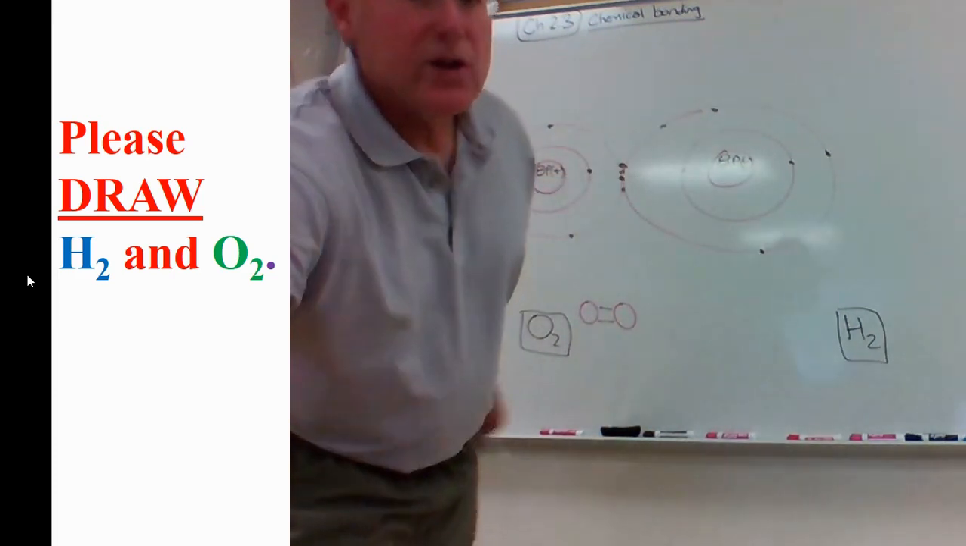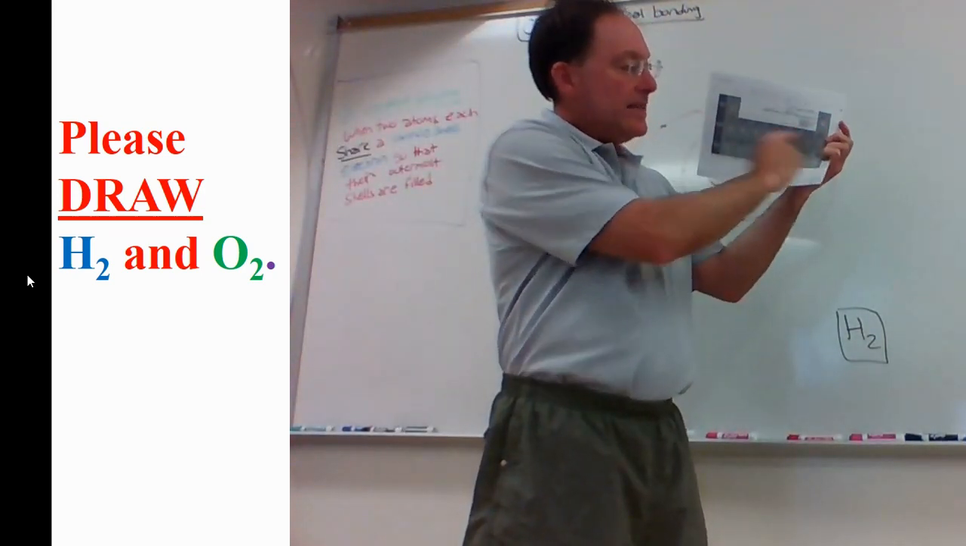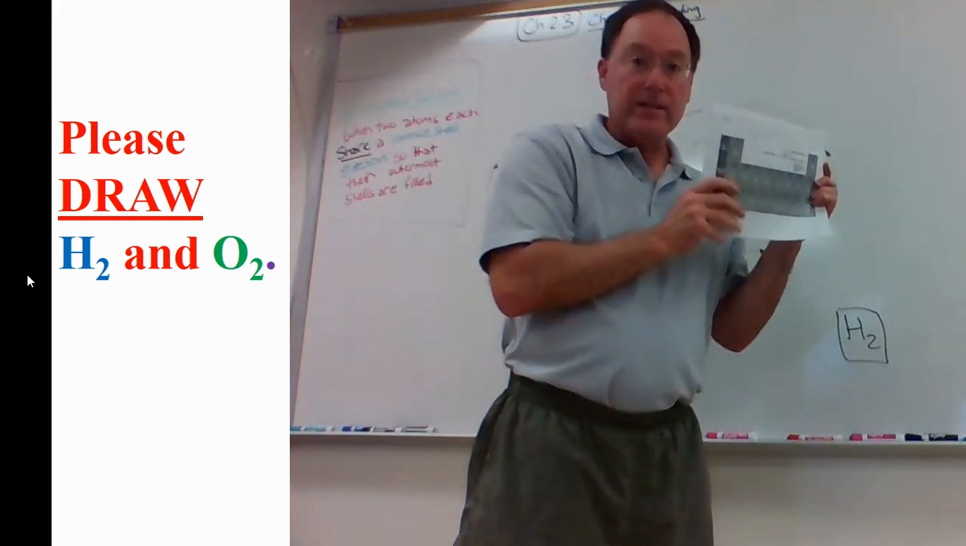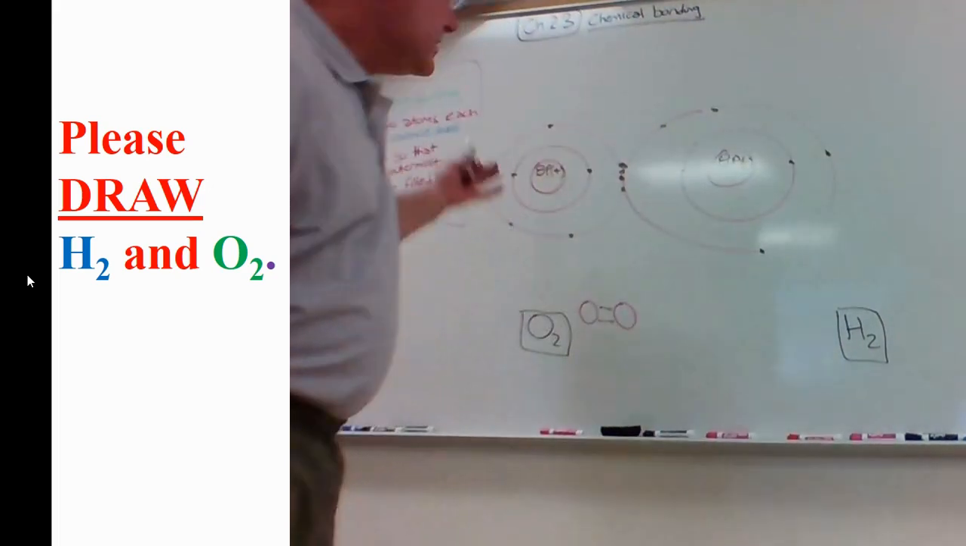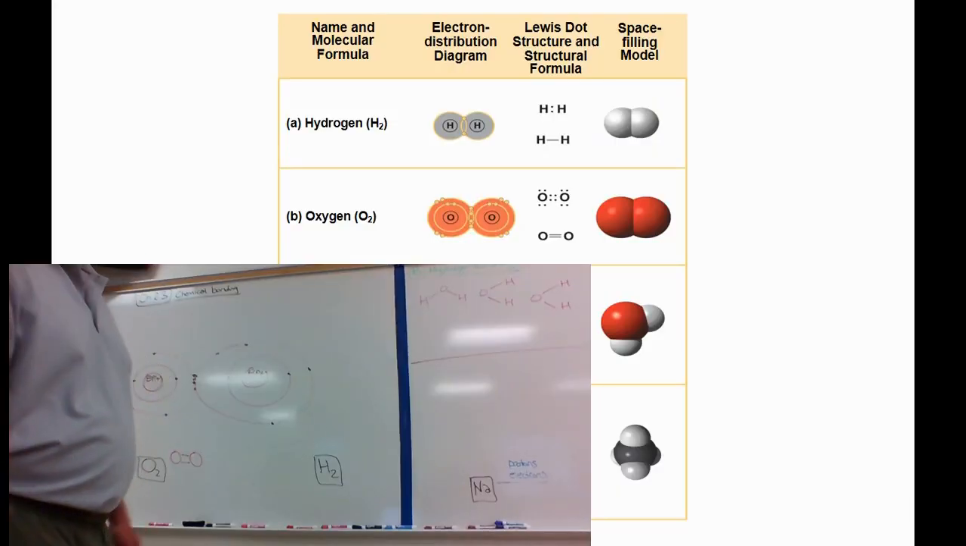They wanted 8. I knew that they wanted 8 because it was in the second row here, and 8 is how many they need in order to have a full valence electron shell. So this is how you draw molecular oxygen. Let me show you. It's here if you need to look.